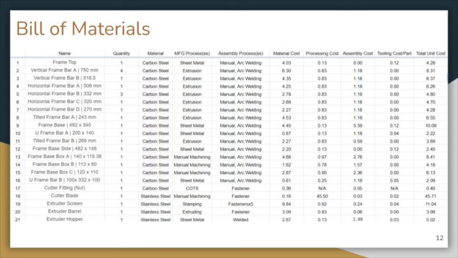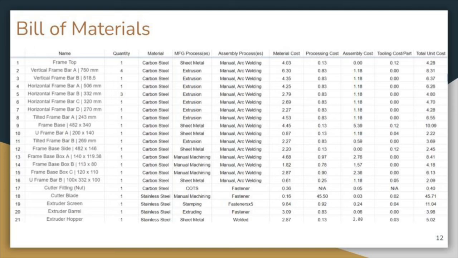Moving on, this is our bill of materials where we have our part names, quantities, materials, as well as different manufacturing and assembly processes, and our costs such as material, processing, assembly, and tooling. On the right-hand side, you can see the total cost per unit. Most of these parts are pretty cheap, besides the cutter blade here, because that needs to be manually machined.